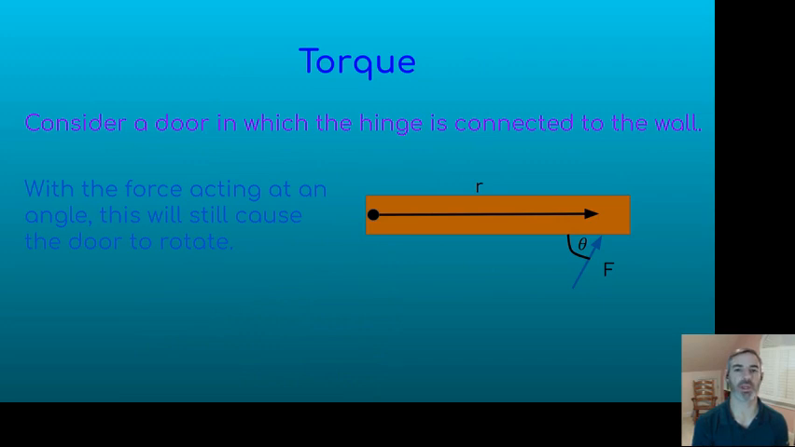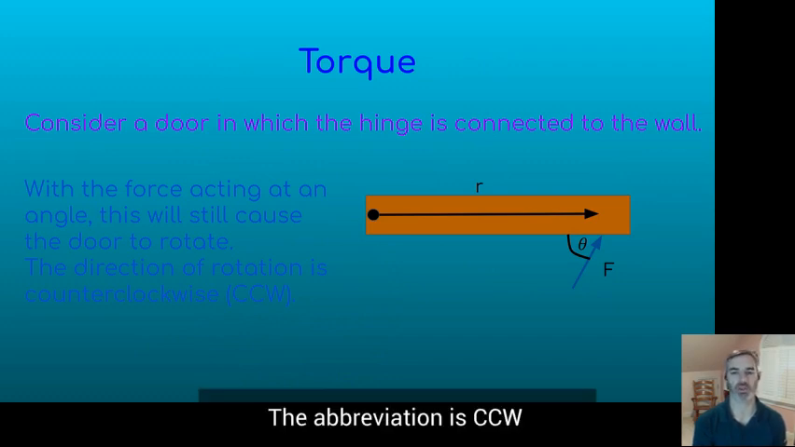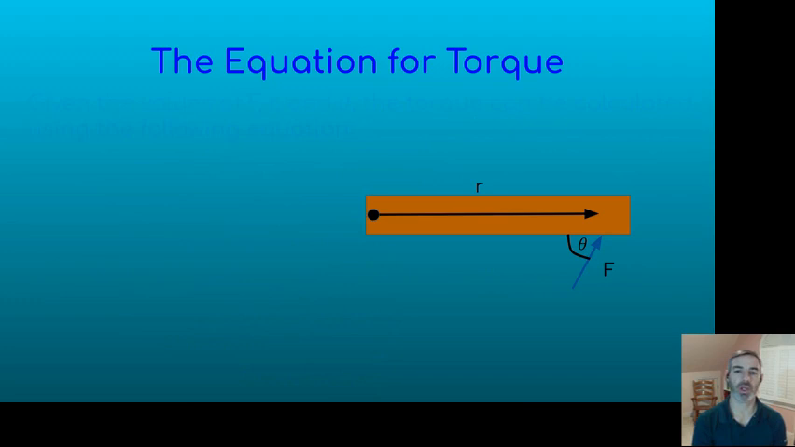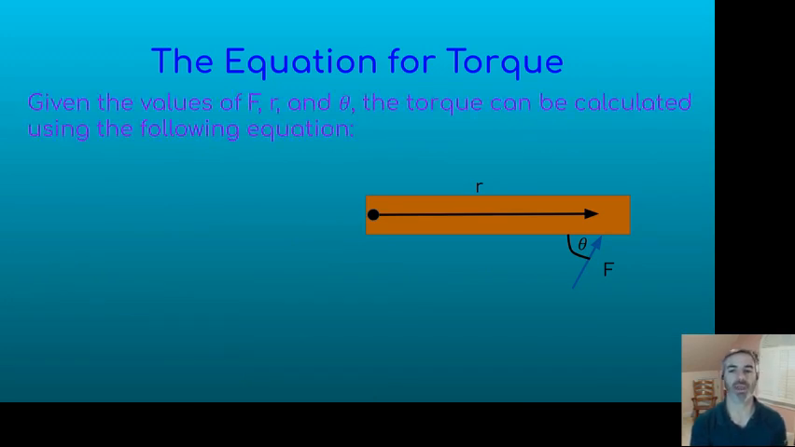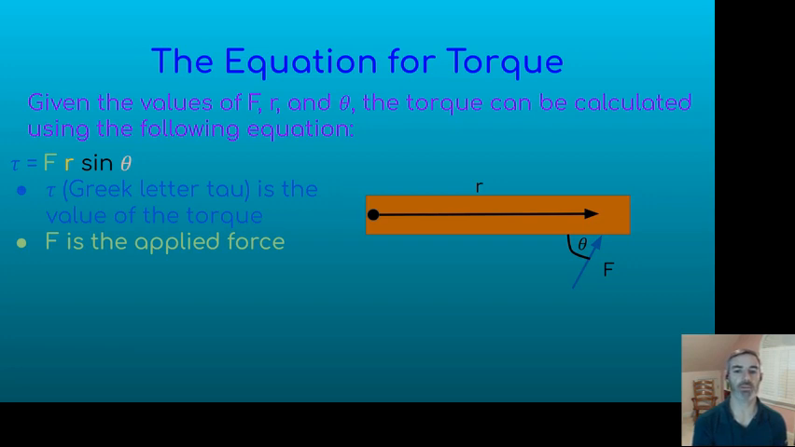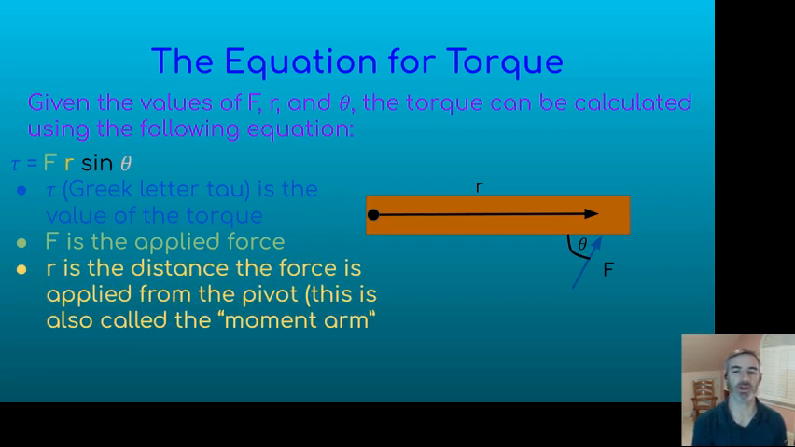Perpendicular forces apply the maximum amount of torque. In this case, the force being applied is going to cause a counterclockwise rotation, which we're going to abbreviate CCW in this video, and counterclockwise is considered the positive direction. If we're given the values for F, r, and theta, the torque can be calculated using the equation. Torque, which is the Greek letter tau, is equal to the force applied in newtons times the distance measured in meters, which is also called the moment arm, times sine of theta, where theta is the angle between F and r. It's the acute angle between F and r, so the angle between 0 and 90.